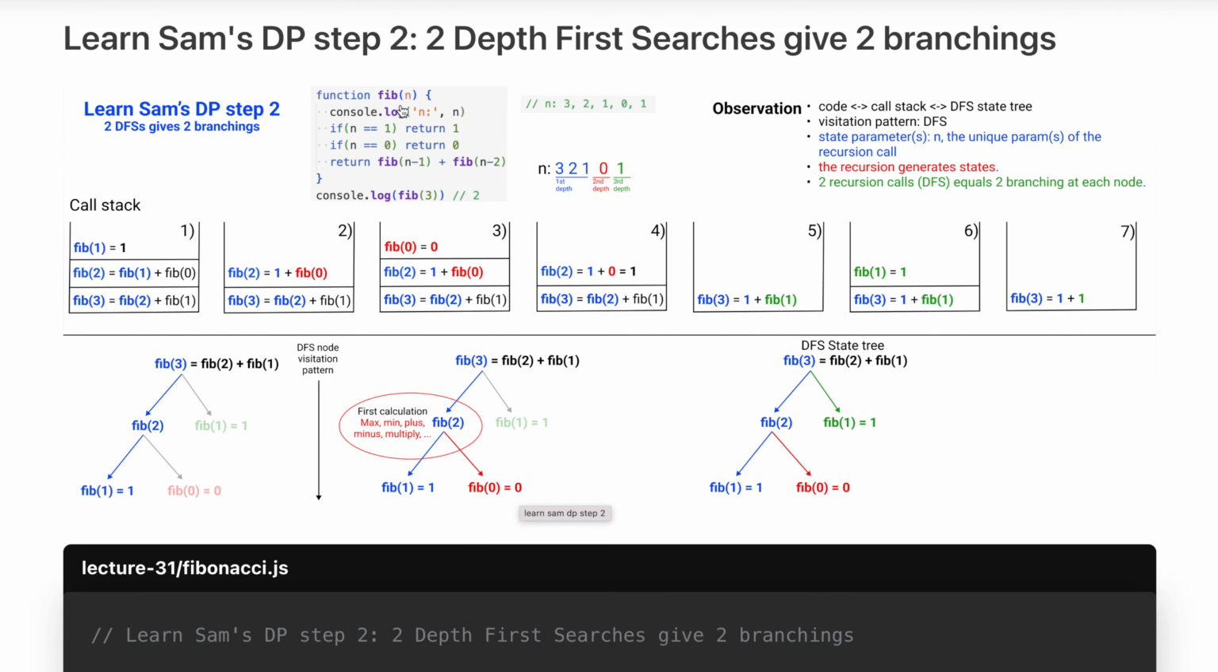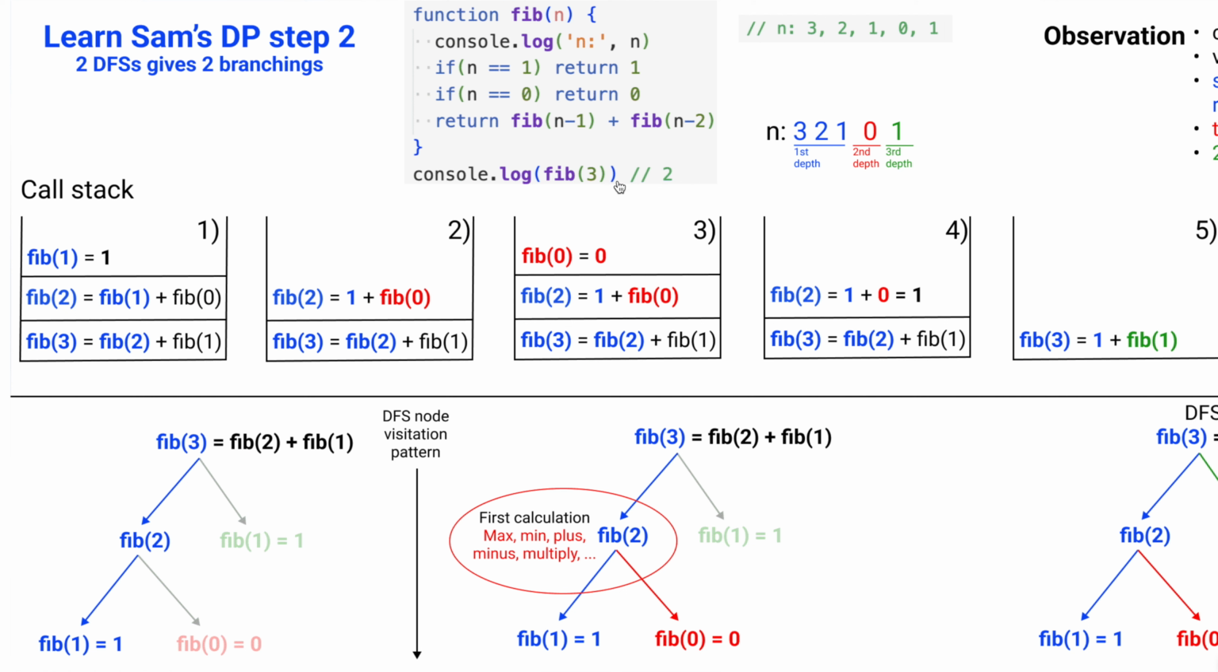And this is the code implementation of the function. If n equals 1, we're going to return 1. If n equals 0, we're going to return 0. And in general, we're going to return fib(n - 1) plus fib(n - 2). And for the Fibonacci number at position 3, we're going to return 2. And again, we're going to have a look at the call stack to see how this function gives such results. In the meantime, pay close attention to the number of recursive calls that we have within the body of the function, and the number of branches that we have in the depth first search state tree. So when we call Fibonacci of 3, this is what's going to happen in the call stack.